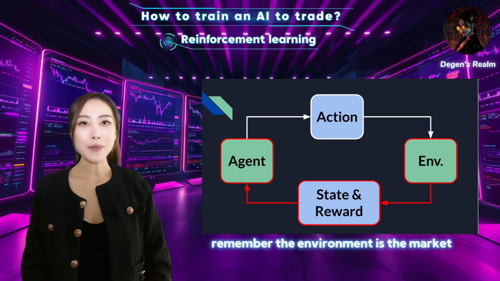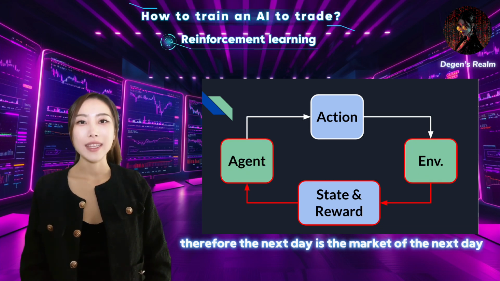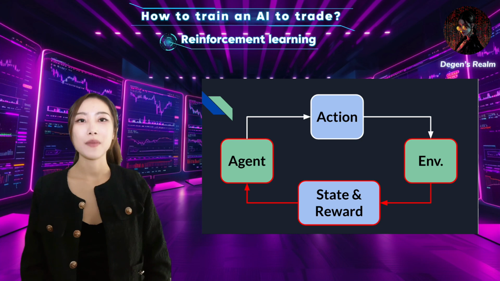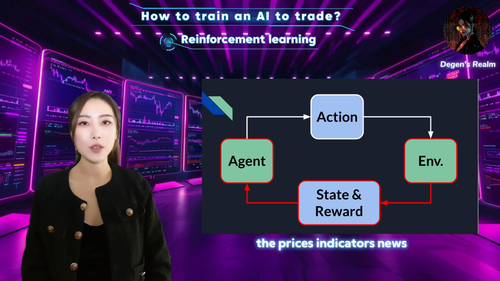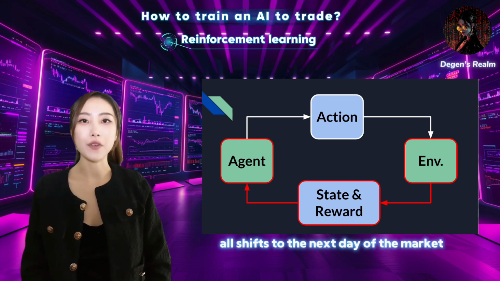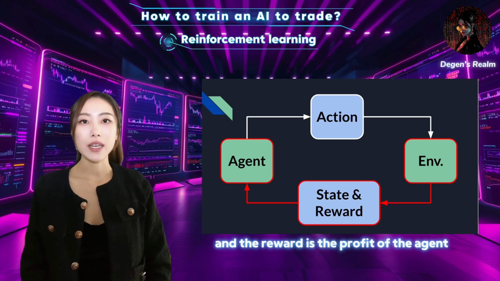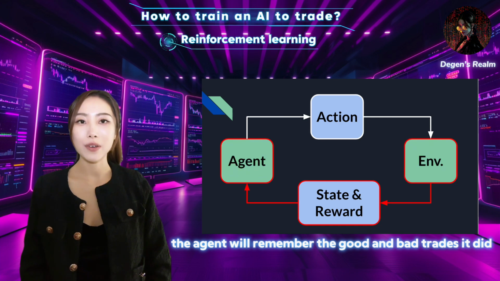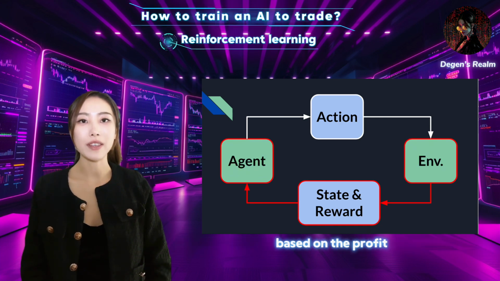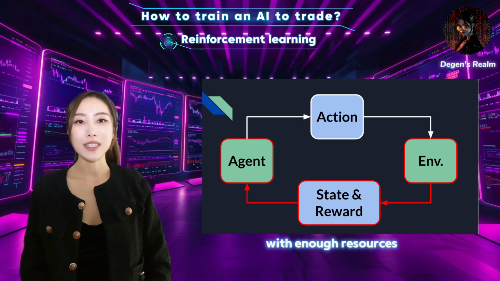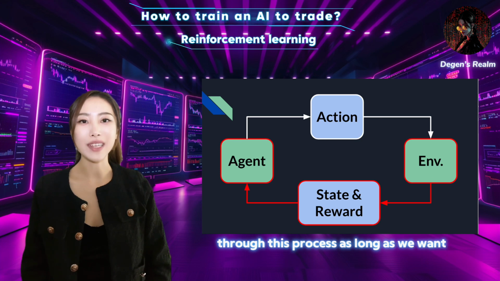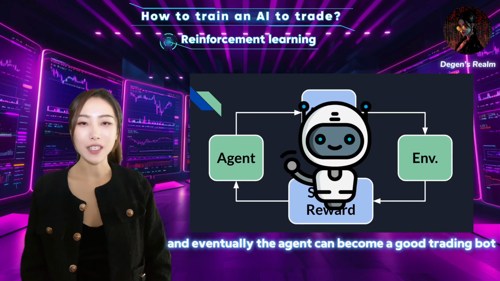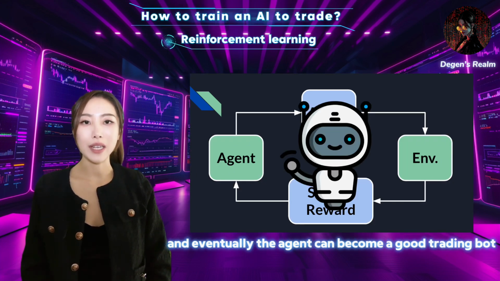Remember, the environment is the market. Therefore, the next state is the market at the next step. The prices, indicators, news all shift to the next state of the market. And the reward is the profit of the agent. The agent will remember the good and bad trades it did based on the profit and improve itself to make the right decision next time. With enough resources, the agent can go through this process as long as we want, and eventually, the agent can become a good trading bot.